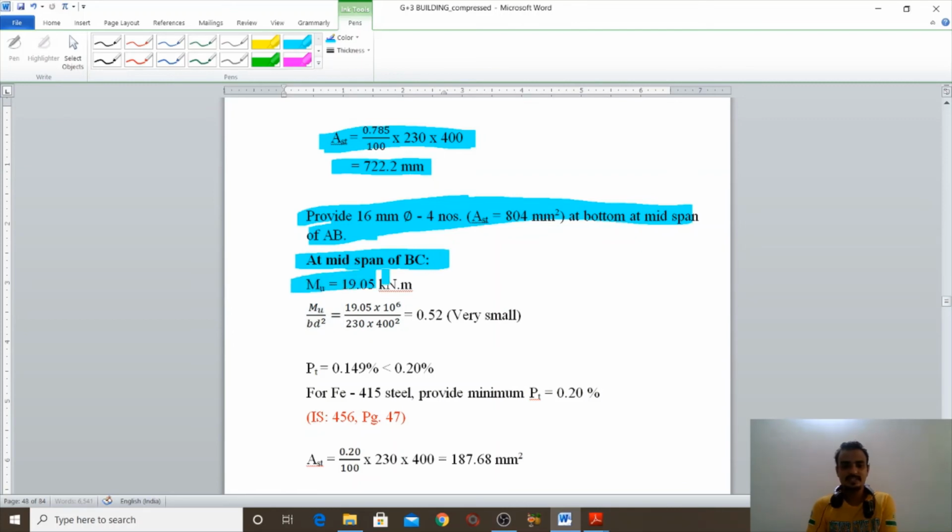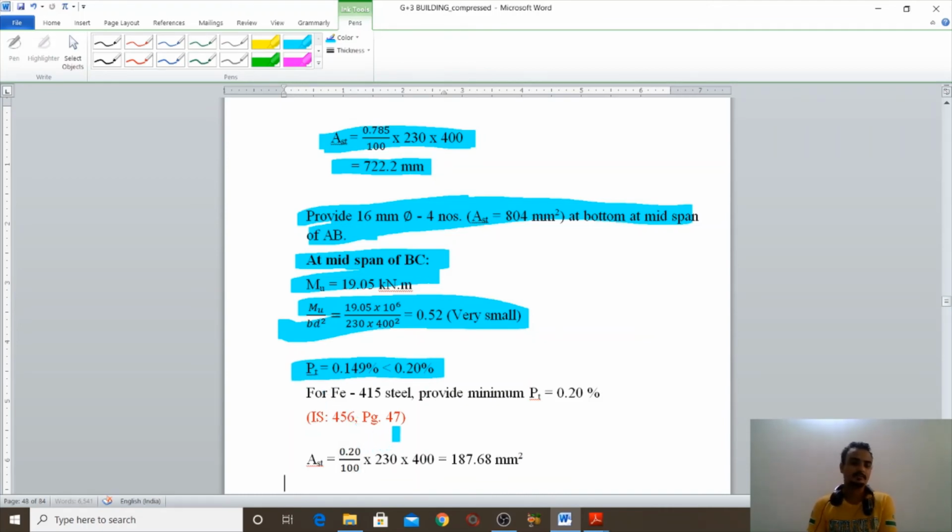Same for BC. Mu is here. We can find out Mu upon bd square 0.152 and Pt is 0.149. But we have a limitation here. We cannot provide less than 0.2 percentage of steel. We cannot provide this. So Pt is 0.149, so we have to provide 0.2 percentage Pt.